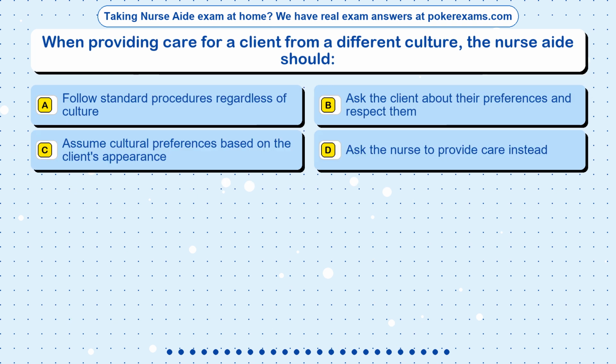Question 12. When providing care for a client from a different culture, the nurse aide should: Option A, follow standard procedures regardless of culture. Option B, ask the client about their preferences and respect them. Option C, assume cultural preferences based on the client's appearance. Option D, ask the nurse to provide care instead.